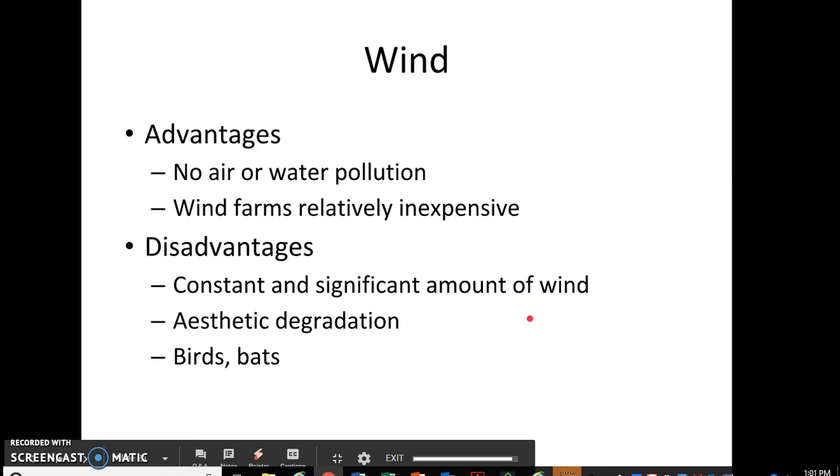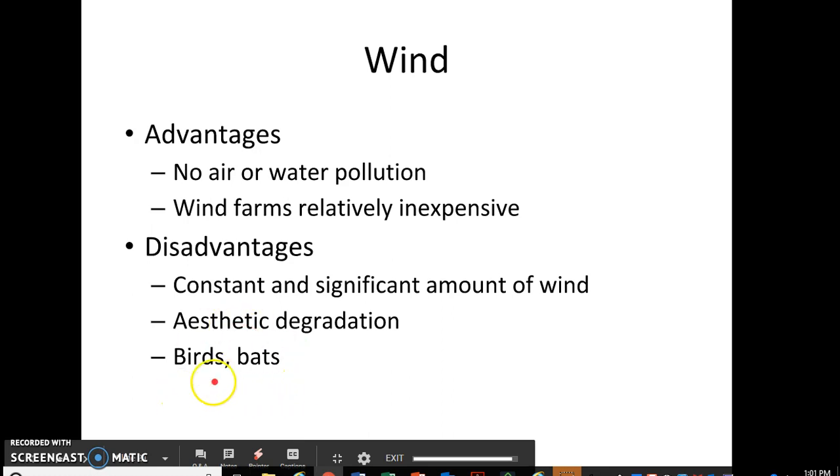You need that constant and significant amount of wind. So it's not a viable source of power anywhere. And very similar to solar power, there are going to be times when you don't have wind. So you will want to have some type of backup energy source or a battery. Now, some people don't like the way they look, so we say that it has aesthetic degradation. A lot of people on coastlines are trying to fight having these offshore wind turbines built because they say it's going to take away from the beauty of their beach or their view.